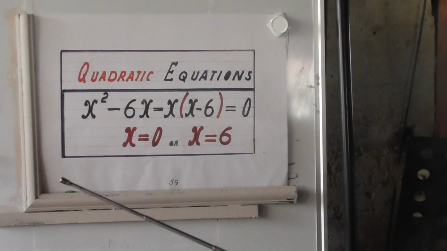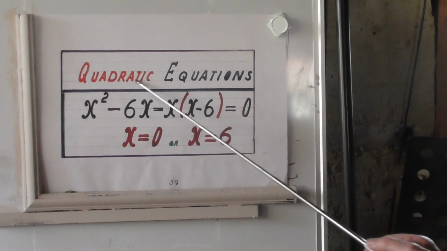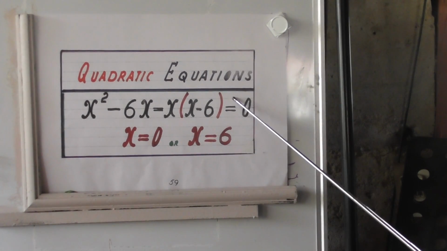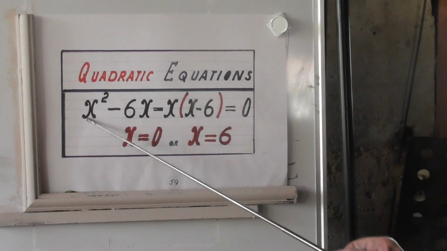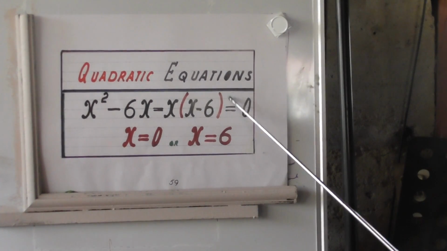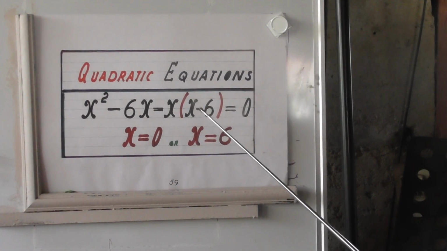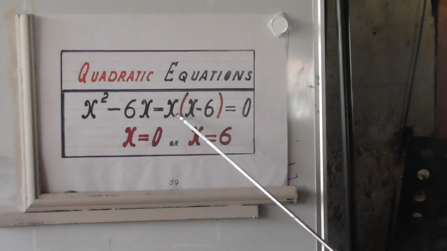We now go from quadratic expressions to quadratic equations. So before we had this, but now this same thing equals naught. So now it is an equation, because we have to find what this x is.